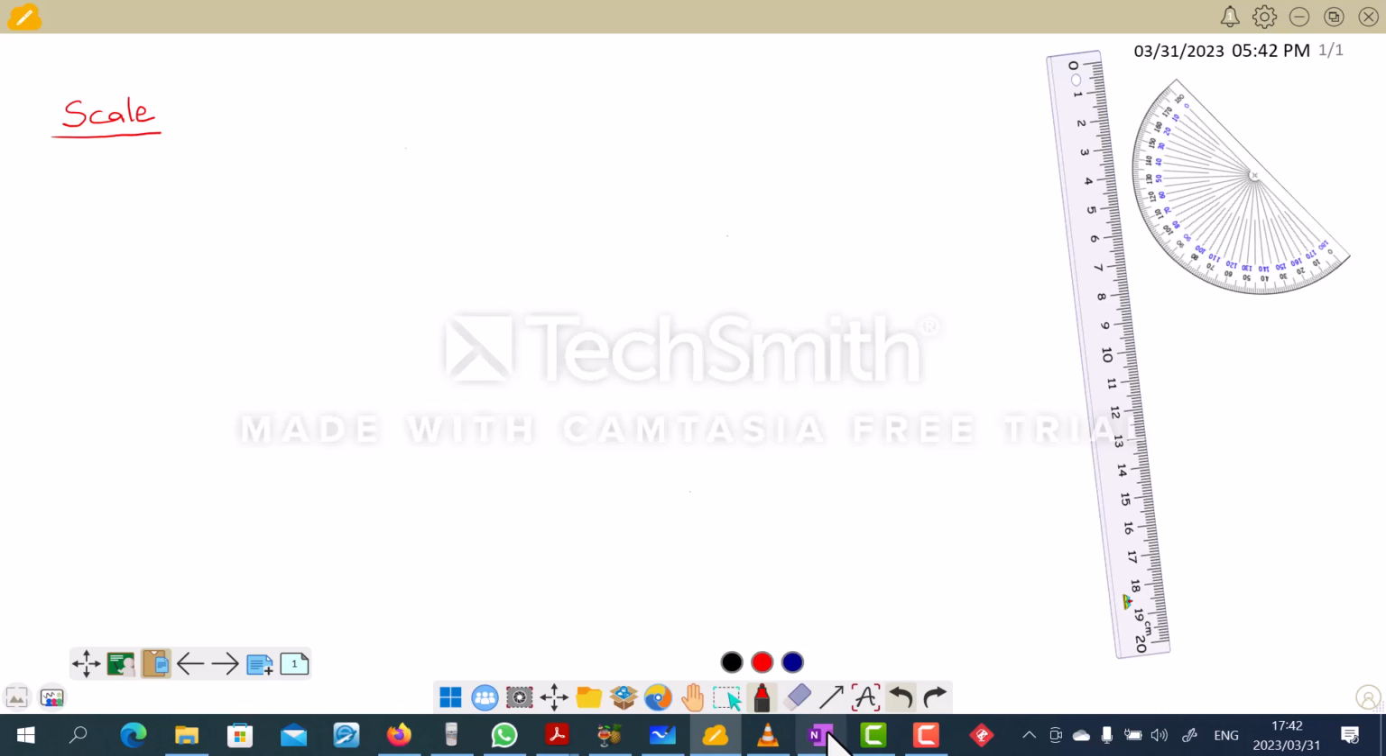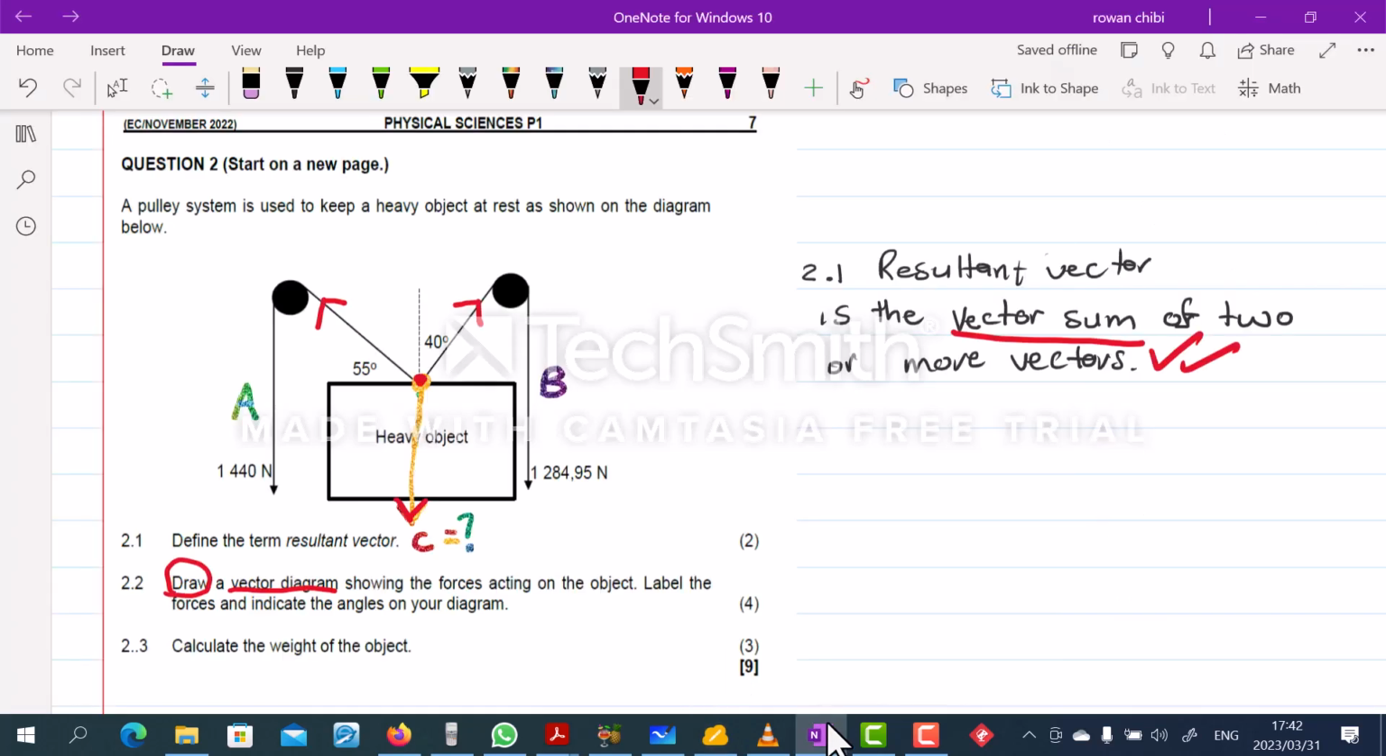So according to our scale, look, we have 1440 and 1284. Now we cannot draw these using your protractor and your ruler. So that's why you must always have a scale so that you can scale down these large values. Okay, I'm going to show you now how to determine your scale. Okay, let's go back to our whiteboard.